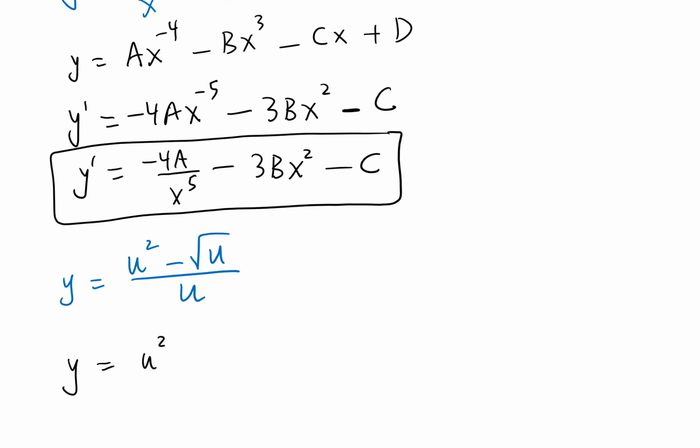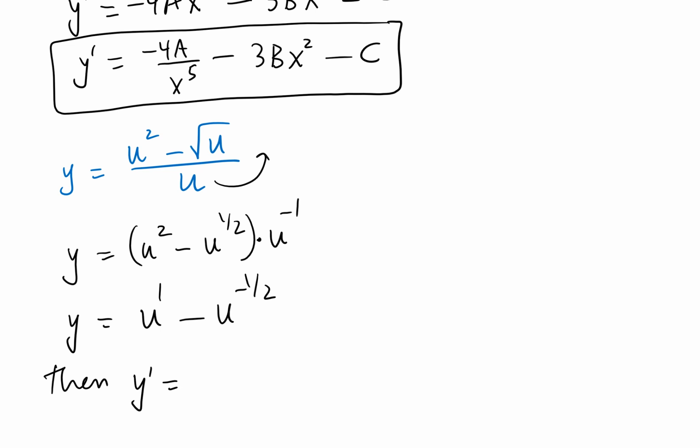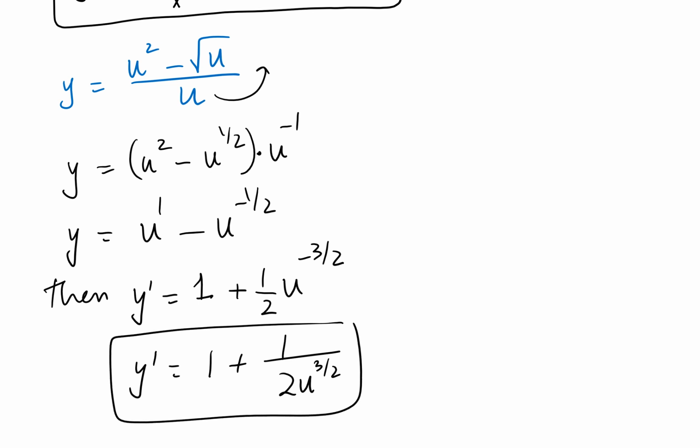Next one, the easiest way to do this is to rewrite the square root as a power of 1/2, and bring the denominator up as u to the negative 1 before we start finding the derivative. Then y equals u to the 2 minus 1, which is 1, minus u to the 1/2 minus 1, which is negative 1/2. Then it's ready to be differentiated. y prime is 1, minus, bring the negative 1/2 down, it becomes plus 1/2, u to the negative 3/2. So y prime is 1 plus 1 over 2 u to the 3 halves.